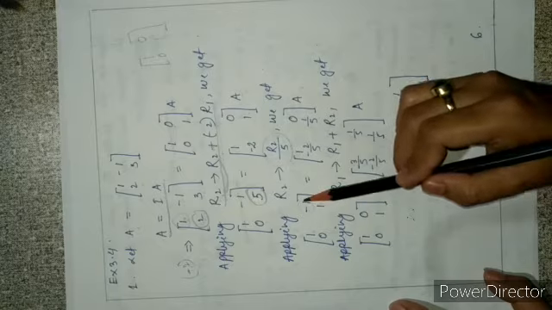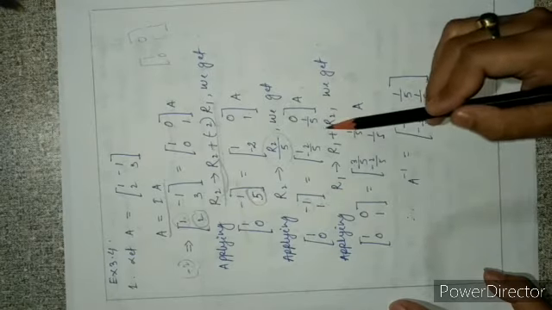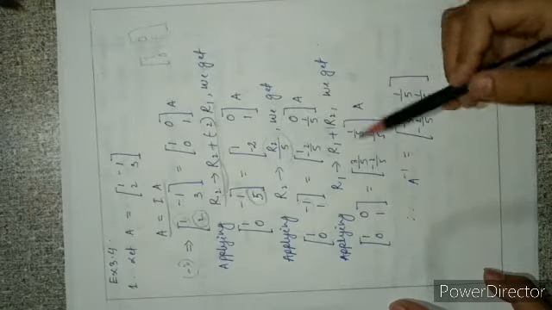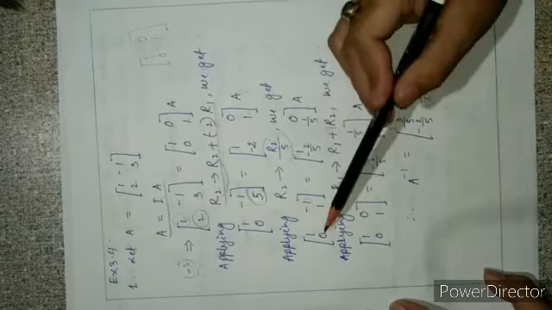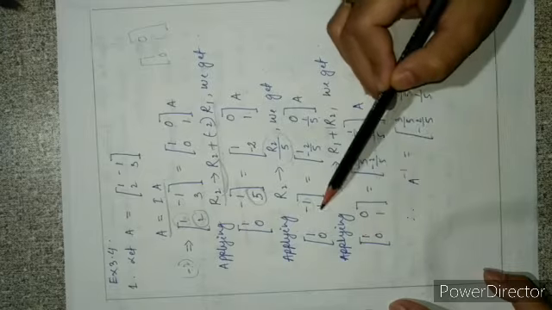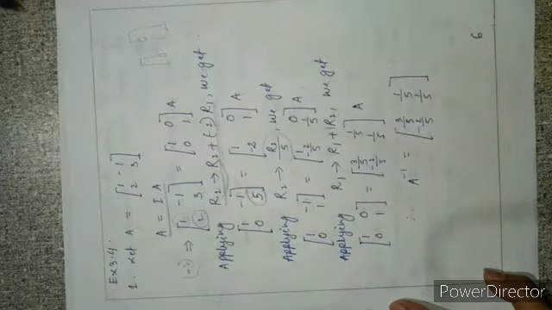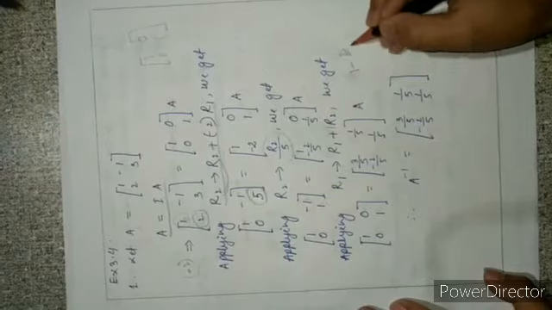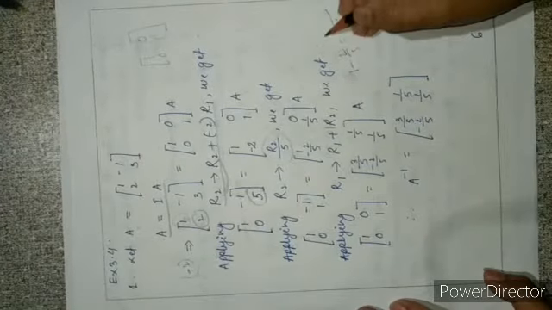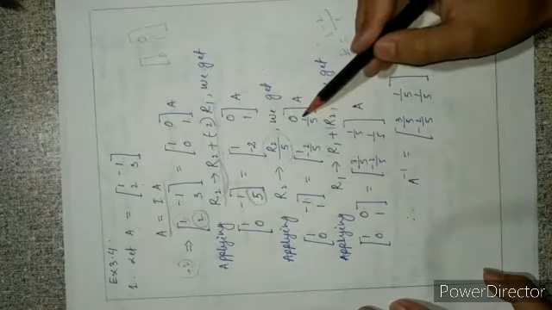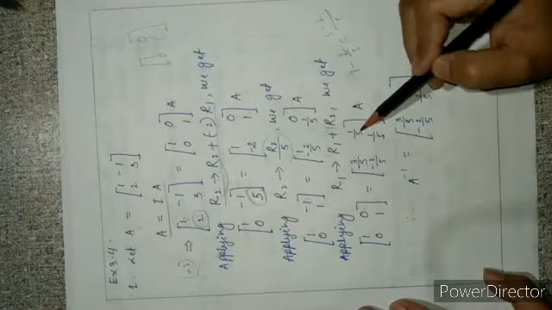1 plus -2 is equal to 0, so the scalar is equal to 1. Adding over the first row: 0 plus 1 is equal to 1. 1 plus -1 is equal to 0. 1 plus -2 by 5, taking the LCM 5, 5 minus 2 gives 3 by 5. And 1 by 5 plus 0 is equal to 1 by 5.